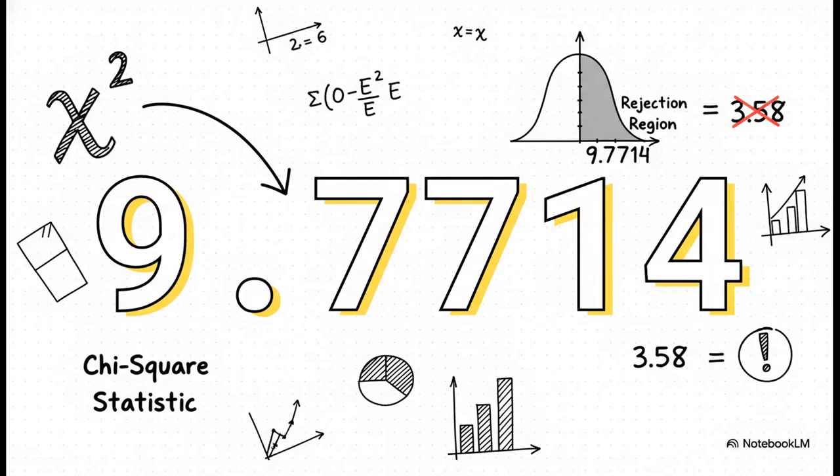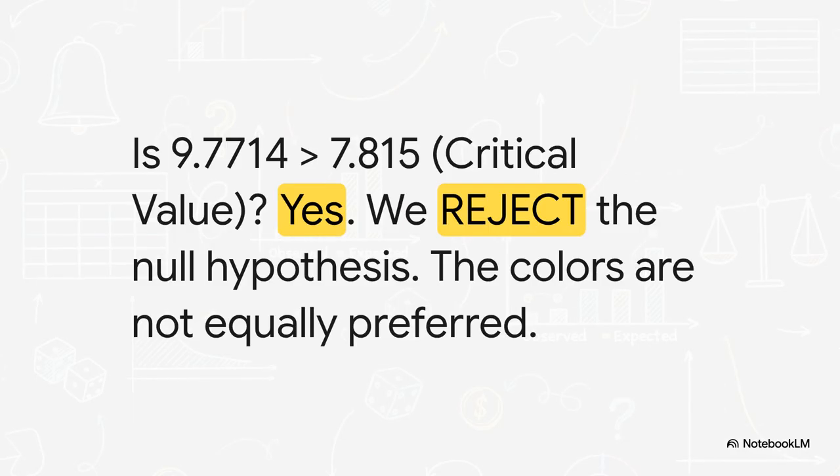Wow, okay. Our new chi-square statistic is 9.7714. Now that is a much bigger number than the 1.6 we got in the first case. So is it big enough to change the verdict? And here's the big reveal.